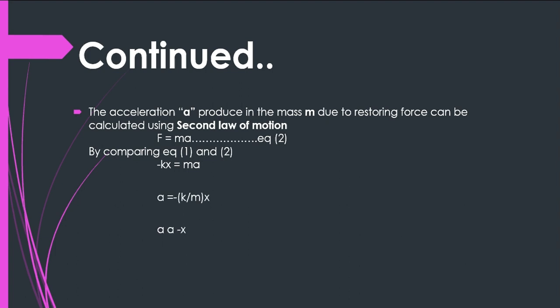Dividing by m on both sides, a is equal to minus k by m times x. k is the spring constant, it is a constant value. m is the mass which is attached, it is also a constant quantity. Minus k by m, they are both constant quantities. So a is directly proportional to minus x. That is, there is a relationship between acceleration and displacement. They are both in direct proportion to each other.